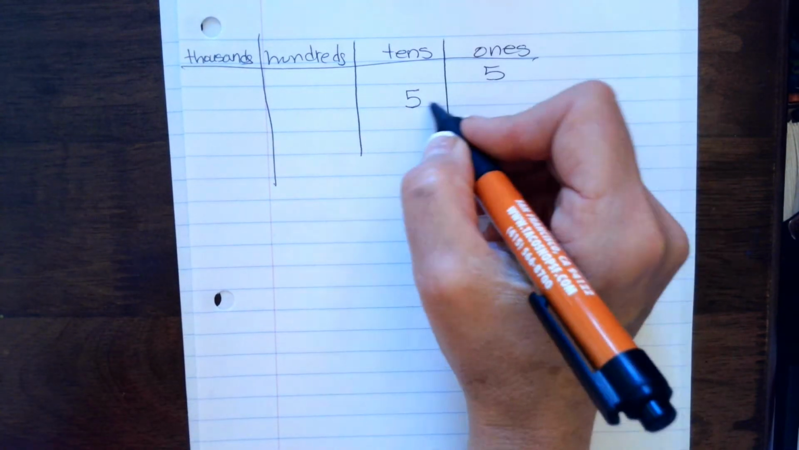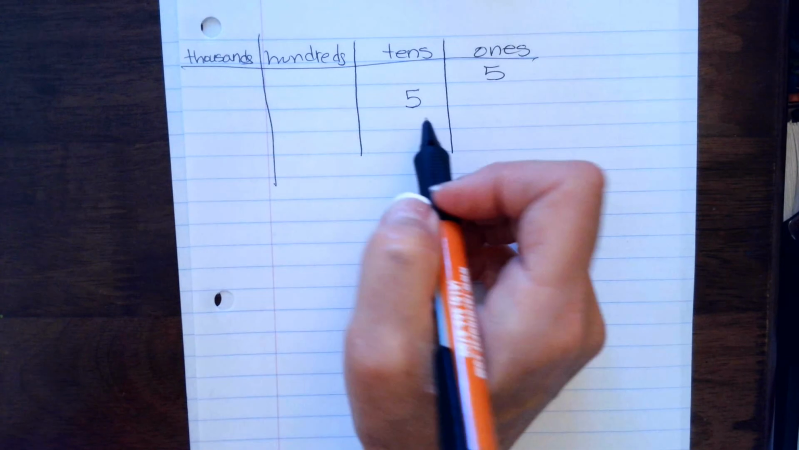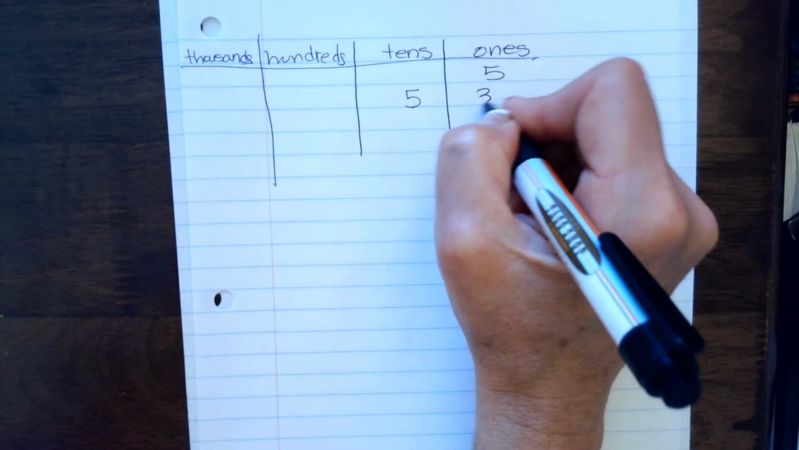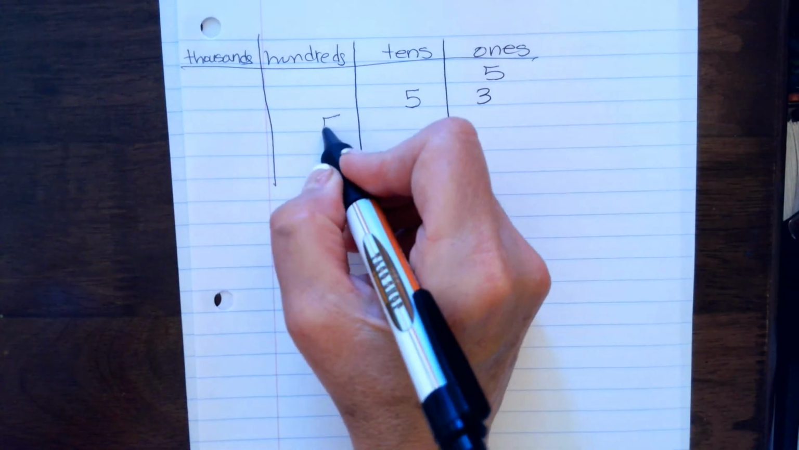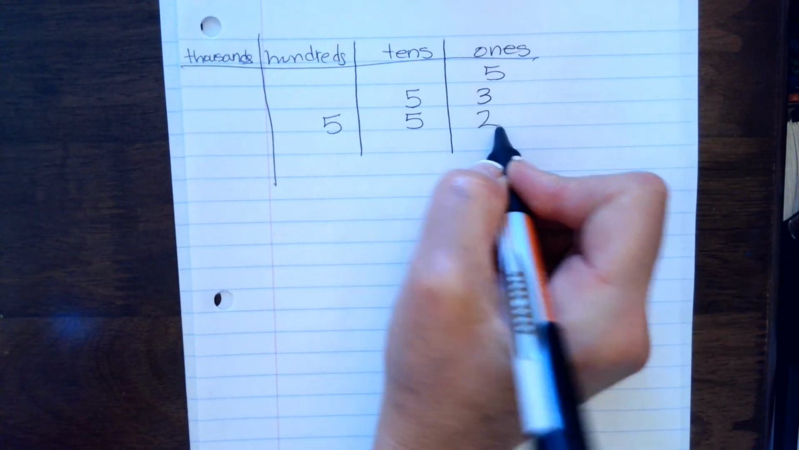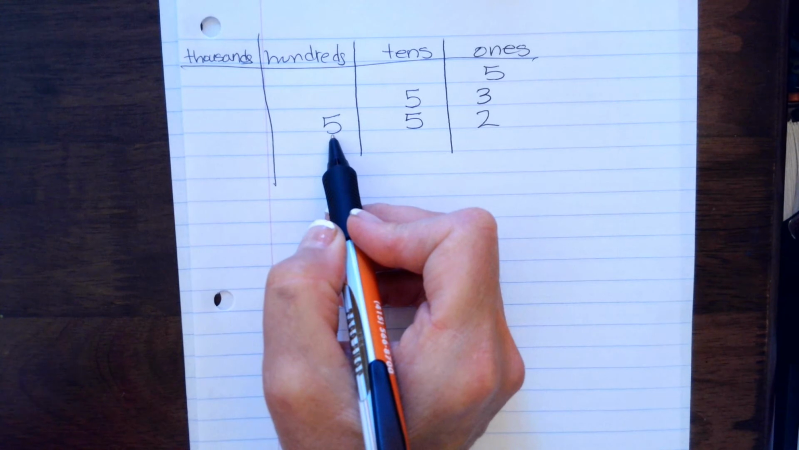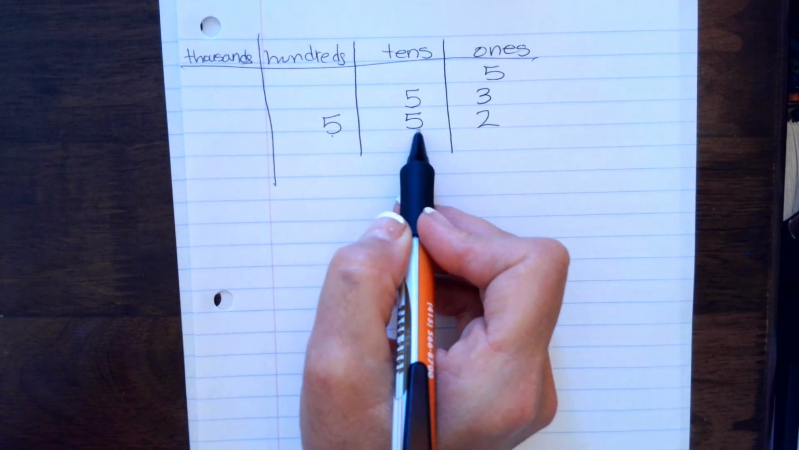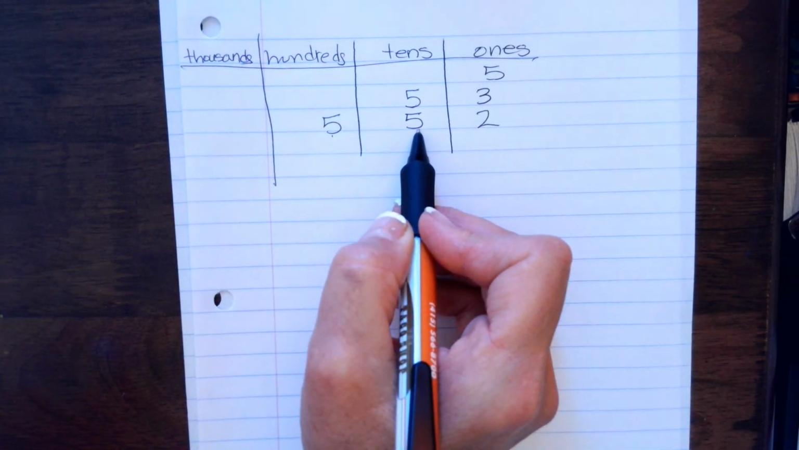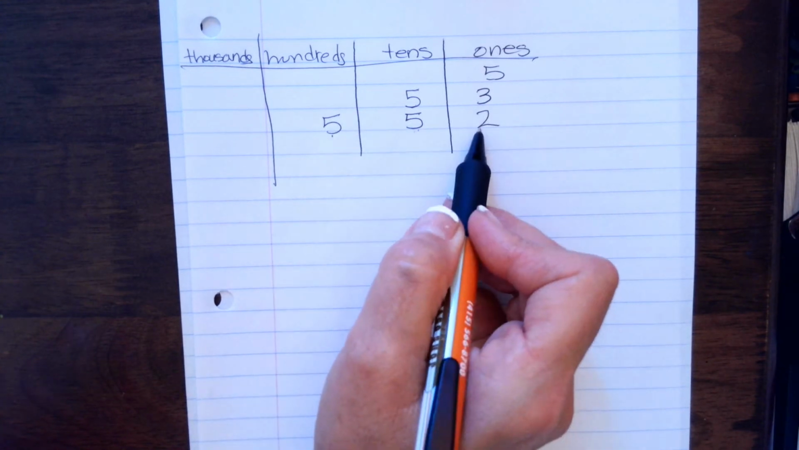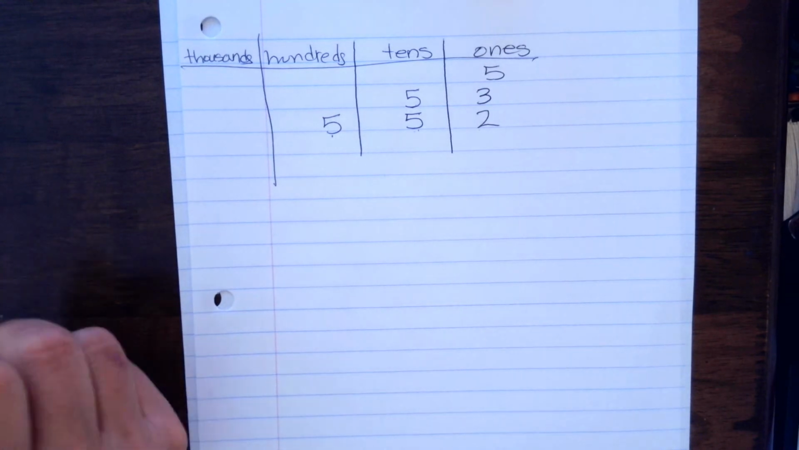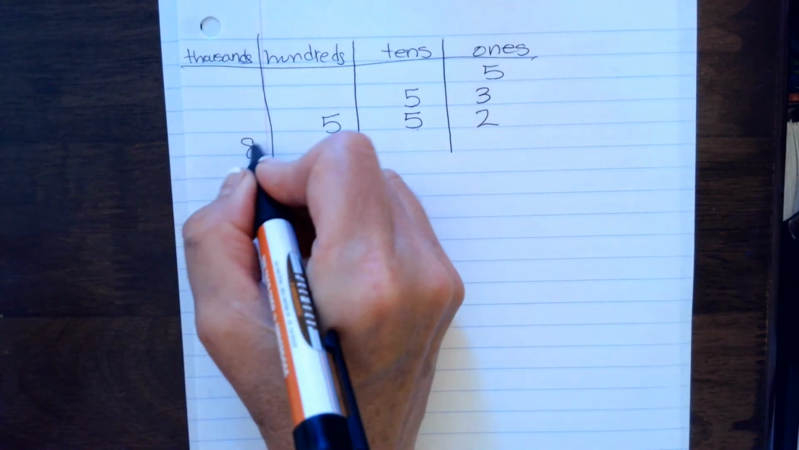So suppose there was nothing in the ones yet. This is worth 50. And then suppose I put a 3 here. That means 5 tens is 50 and 3 ones is 3. So it's 53. Now this stands for 5 hundreds. This stands for 5 tens, which is 50. So this is 500, this is a 50, and this is a 2. Okay. 552. You got it.